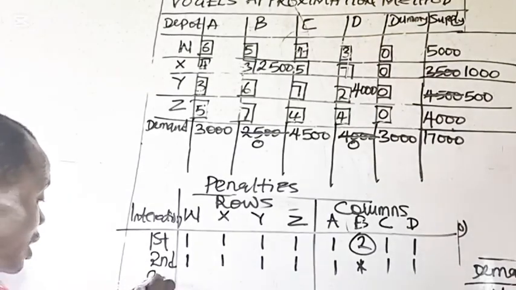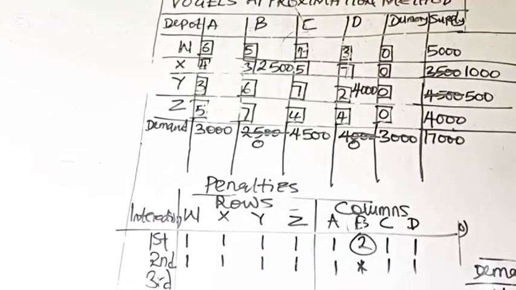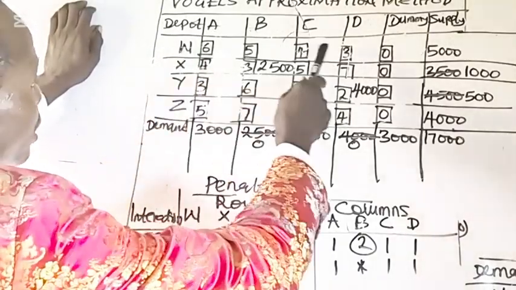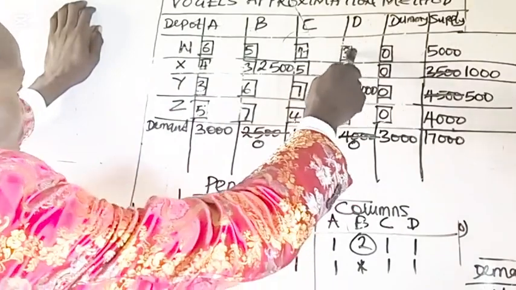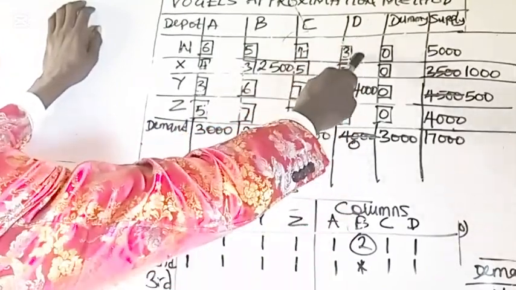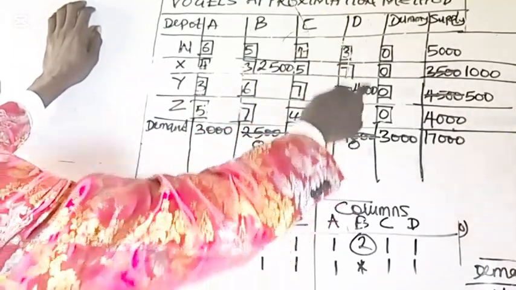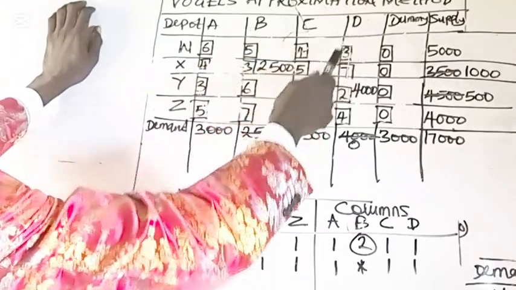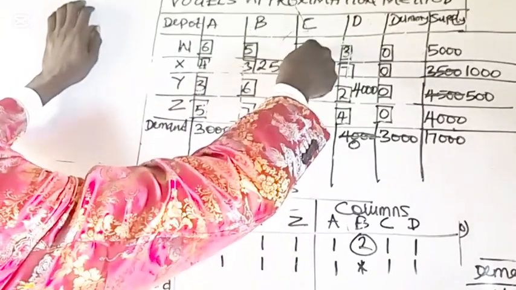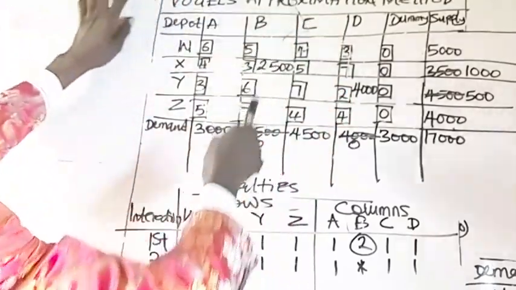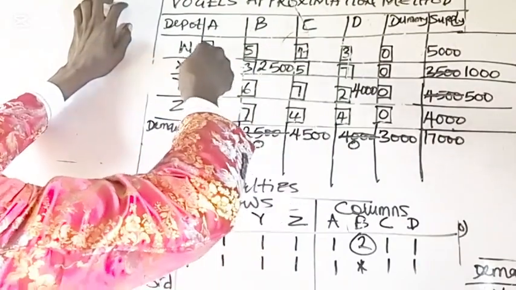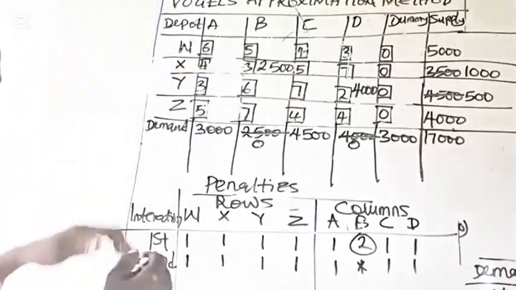Then we have the third iteration, which is row W. The least cost is 3, but you can't use this 3 since you have exhausted what you have in the column of that 3. So you can't consider this 3 as the least cost. Now let's look at this 4. You still have quantity here. So 4. Then you cannot take 5 as the next least cost since you have exhausted what you have in the column of 5. So you compare 4 and 6. 6 minus 4, that will be 2.